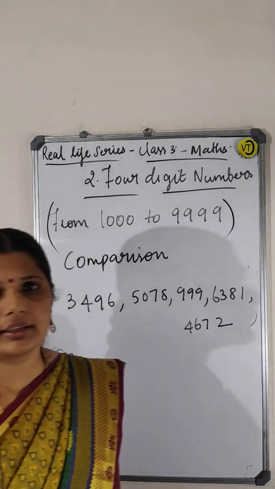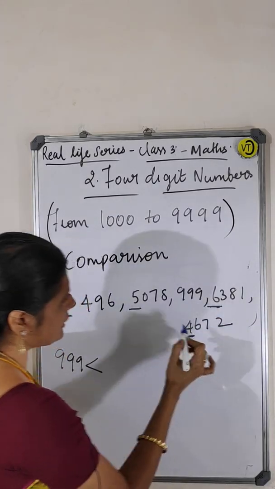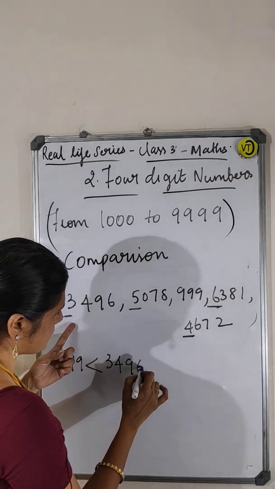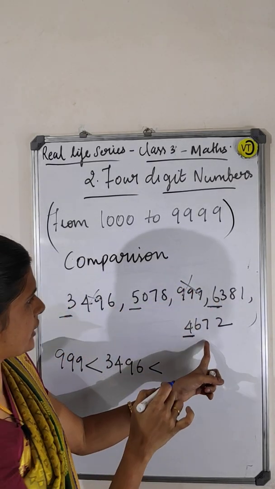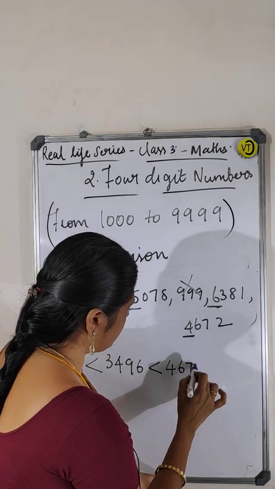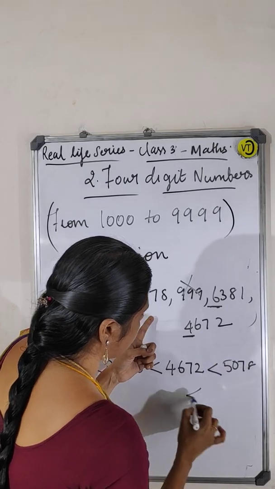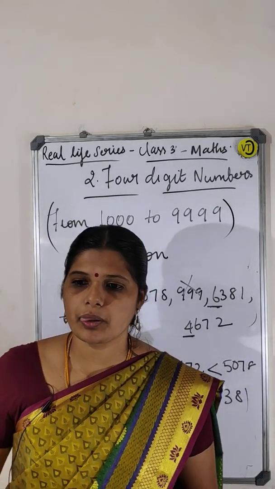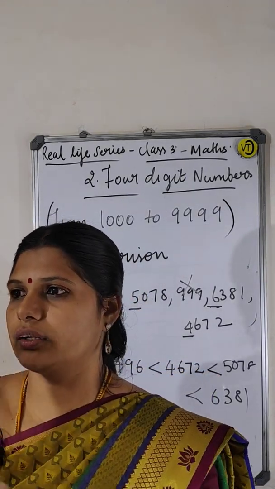Smaller than. The next one, I am comparing the leftmost digit. See, very easily I can write 3 next: 3, 4, 9, 6. Okay. 3 next is this, this is over. Then this is next: 4, 6, 7, 2. Then next 5, 0, 7, 8. Then next will be 6, 3, 8, 1. Okay. This way I can compare. This is the ascending order.